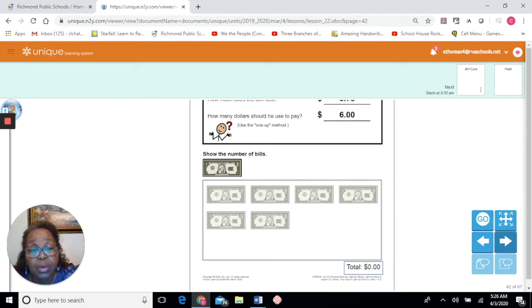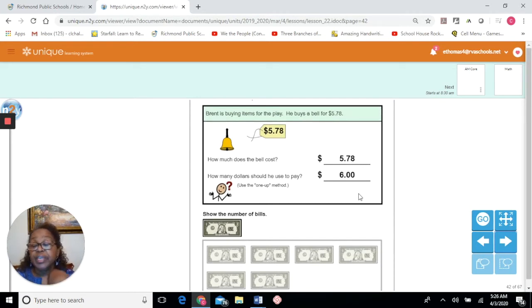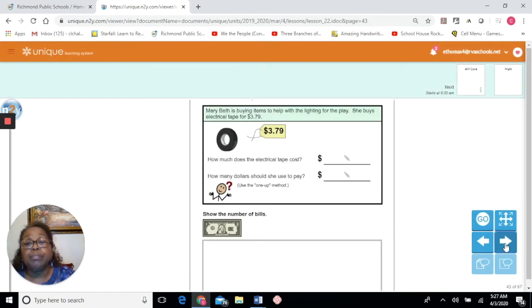Remember, we don't have any change. We are not able to give the cashier any change, we can only give them dollar bills. That makes sure that we did it right. Mary Beth is buying items to help with the lighting for the play.